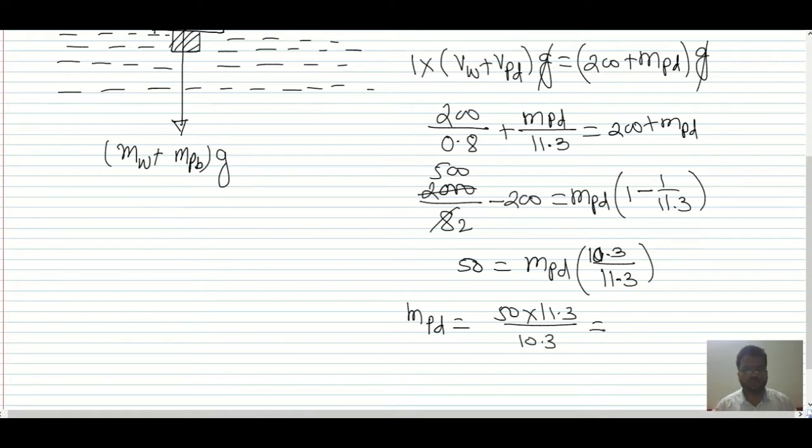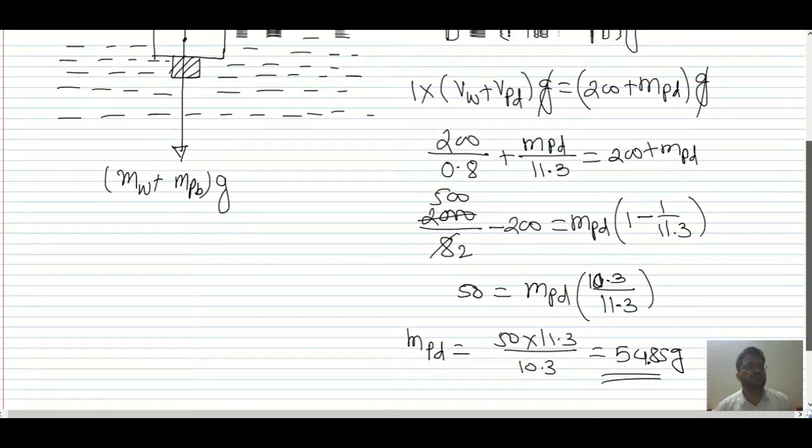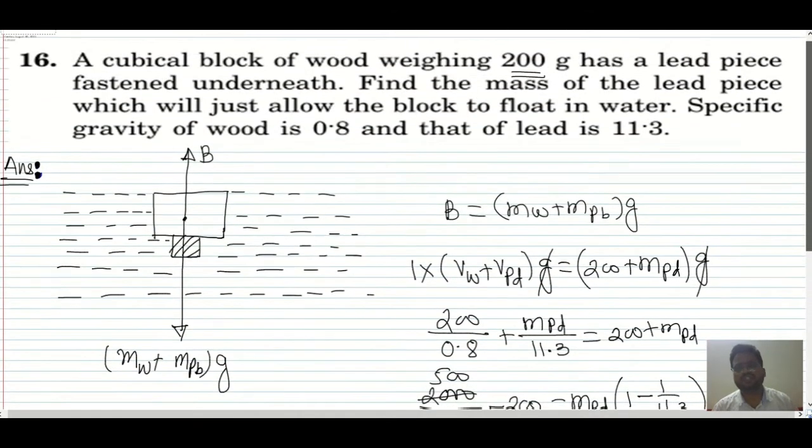अगर आप इसको solve करोगे, just solve, just a minute. It is given 50 into 11.3 divided by 10.3, and you will get 54.85 gram. ठीक है ना, 54.85 gram. So this is how you need to solve.